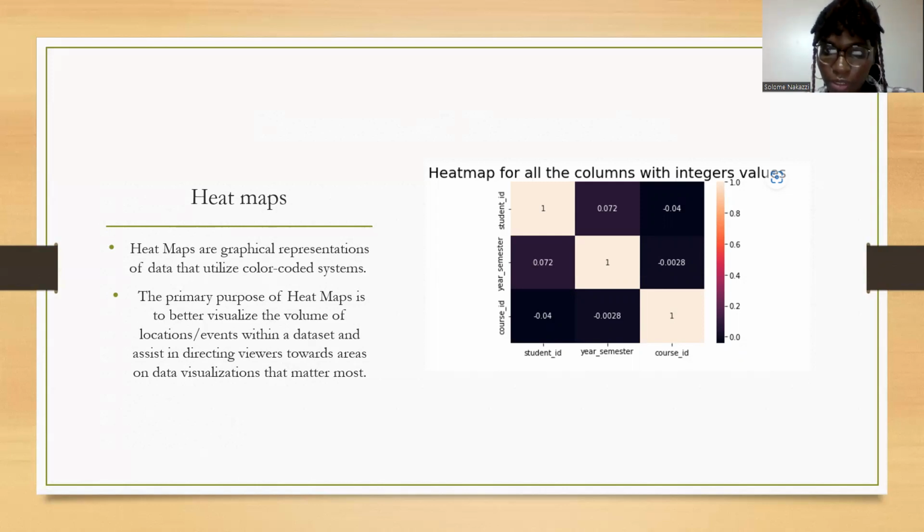So here there is a heat map which shows the correlation between the integer values in our data set. The student ID in correlation with the student ID is a correlation of one, because they correspond and have the same data. Then we have the correlation between the student ID and the course ID, which is a negative correlation, and between the student ID and the year semester, which is a weak correlation.